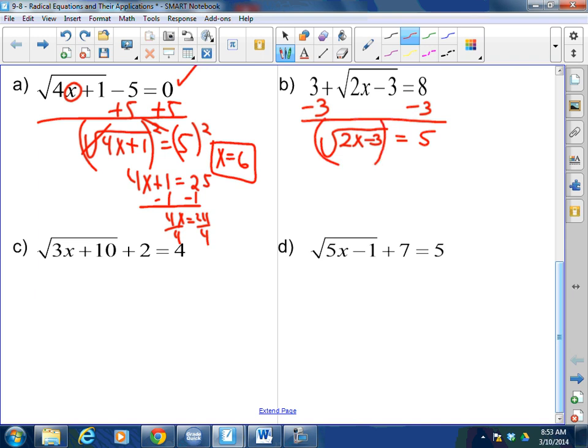I square both sides. I raise both sides to the second power. So I got 2x minus 3 equals 25. Add the 3. 2x equals 28, divided by 2. X equals 14.